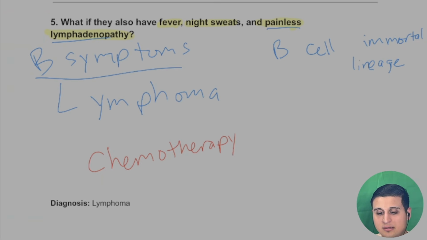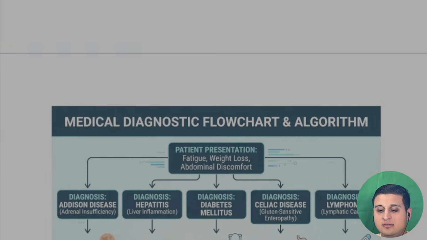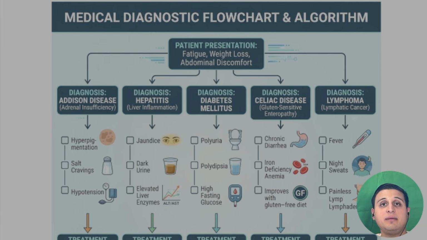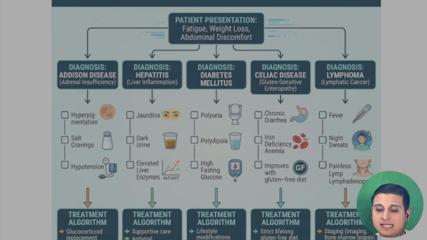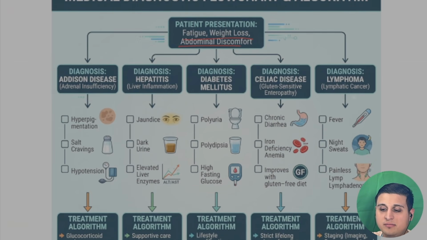All right. So this is our first set of the diagnostic criteria. And then here's a little chart as well. And I made a nice little diagram for each of these. So it's going to give you a nice breakdown of, okay, if we present with fatigue, abdominal discomfort, what do we think of next?